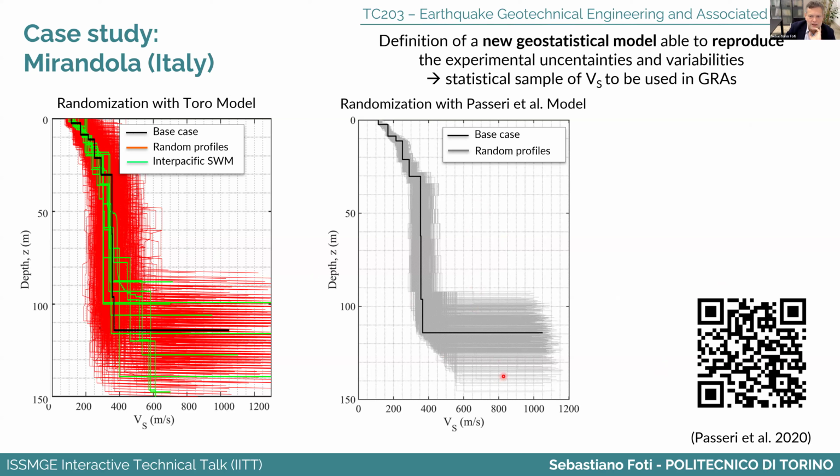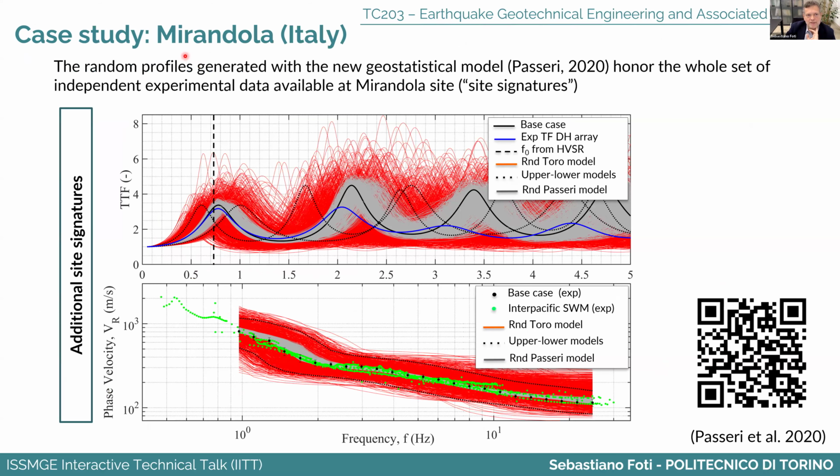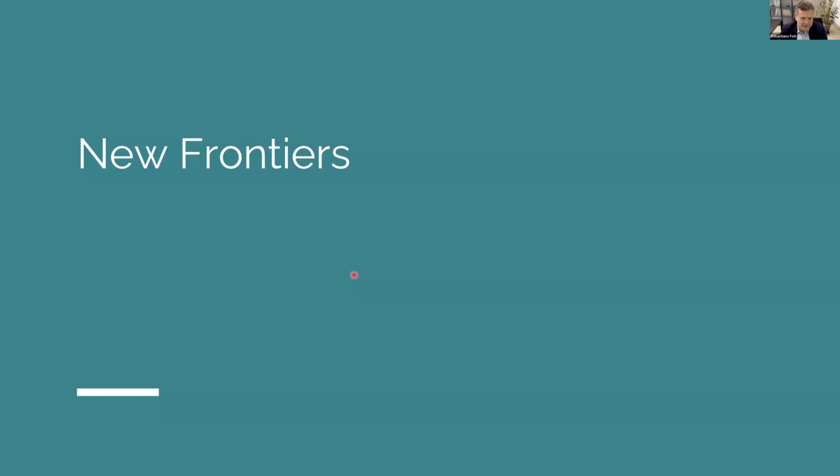And this is our model that was developed a few years ago. If we check this model against experimental evidence, for example, this case study in Mirandola, Italy, you see that the uncertainty can be reproduced by staying close to what we observed on site. So I would say this is a reasonable reproduction of the uncertainty, still keeping the signature of the sites under control, so still being compatible with the other information that we have for that site.